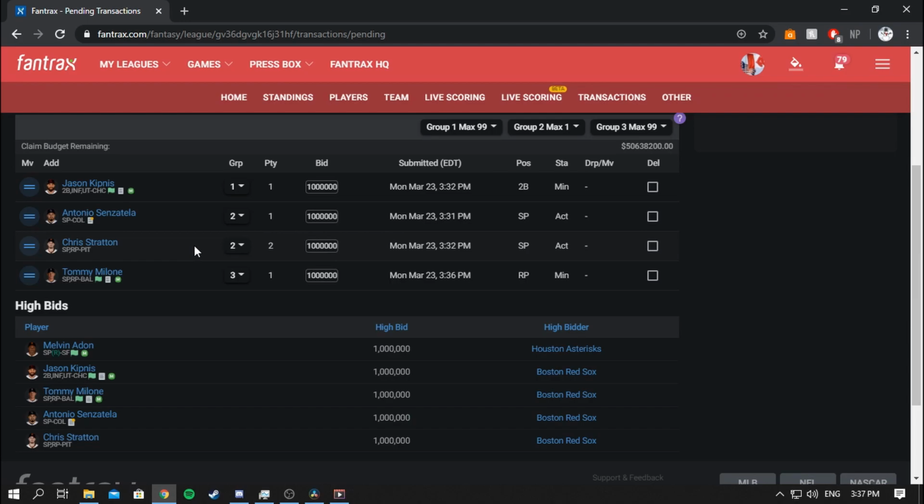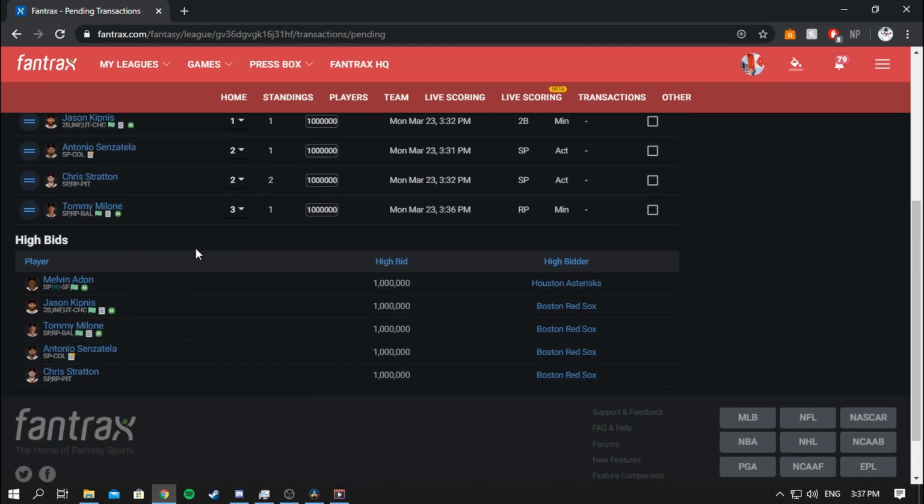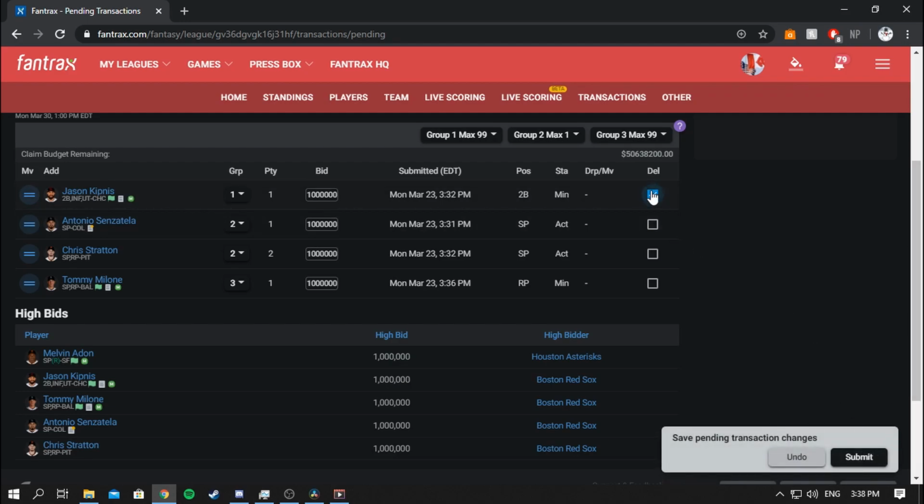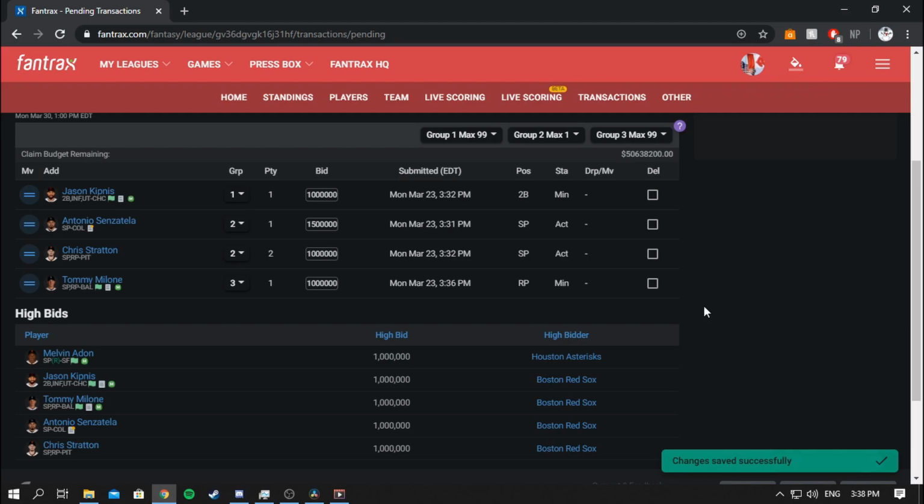One thing I can't stress enough is to not erase any of your bids. If you change your mind, you can check delete and hit submit, and it'll take that person off. You can also, if you have a change of heart, maybe you want to offer Senzatella $1.5 million, just change it in here and again hit submit. So now you're telling it, I want one pitcher from group 2. I want to try for Senzatella for $1.5 million. If I don't get him, then try for Stratton at 2.